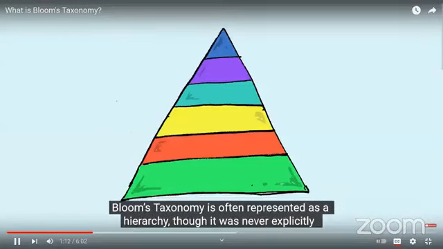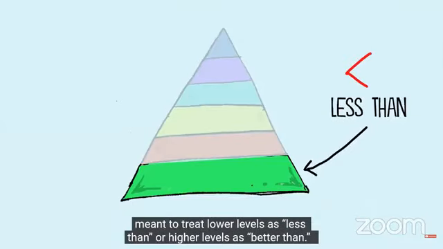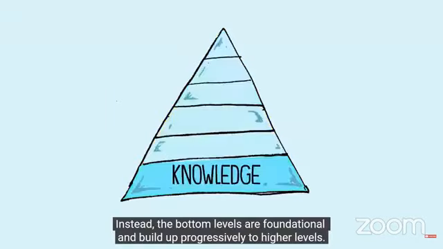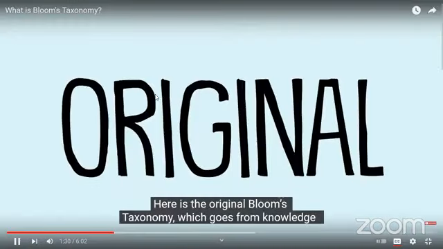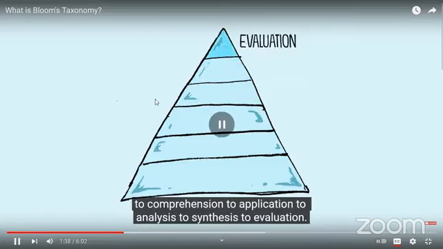Bloom's taxonomy is often represented as a hierarchy, though it was never explicitly meant to treat lower levels as less than or higher levels as better than. Instead, the bottom levels are foundational and they build progressively up into those higher levels. Here is the original Bloom's taxonomy, which goes from knowledge to comprehension to application to analysis to synthesis and eventually to evaluation. They modified it later, but this is the original one. And it shows you how to move from fundamental learning to make them think higher, higher order skills.